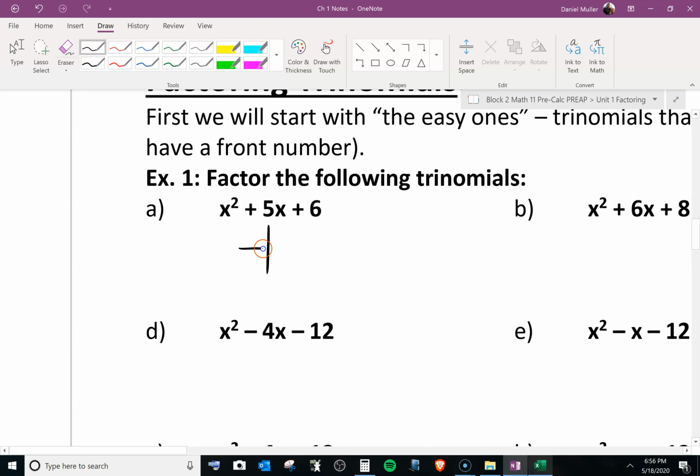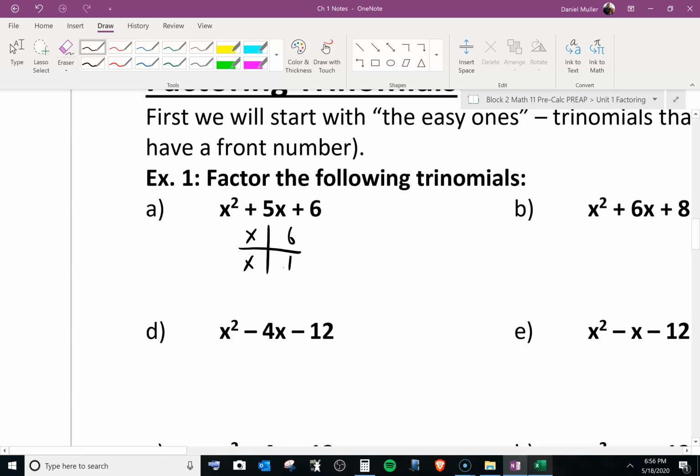So I just create this little grid, and these left two boxes have to be multiplied to x squared. And that's pretty obvious. X times x gets me x squared. The right side has to get me 6. Two things that multiply to get me 6. Okay, well 6 and 1.